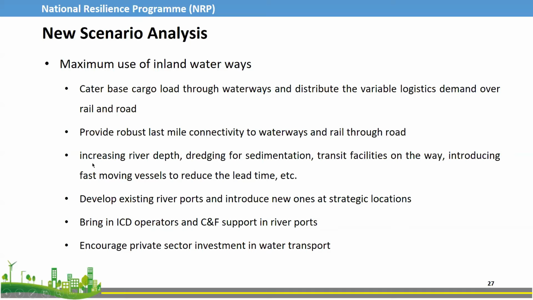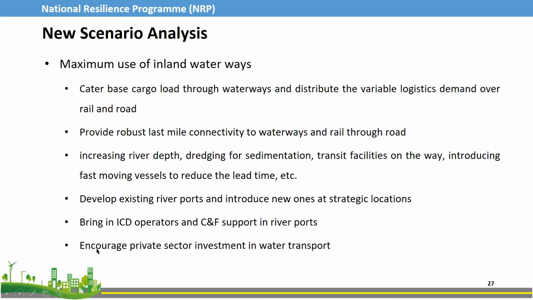And to maintain a very good inland waterway, we need to increase the river depth, dredging for sedimentation, transit facilities on the way, and introduce fast moving vessels to reduce the lead time that we have now, and develop existing river ports and introduce new ones at strategic locations. And we have to improve the inland container handling and also the CNF support in the river ports, so that the river port takes care of everything.